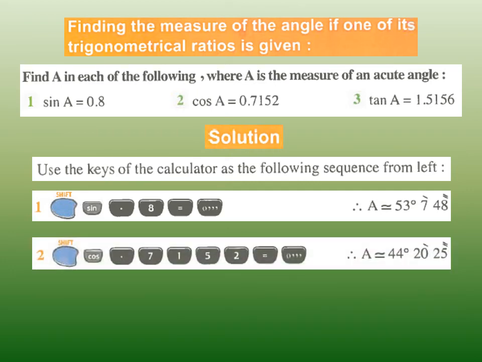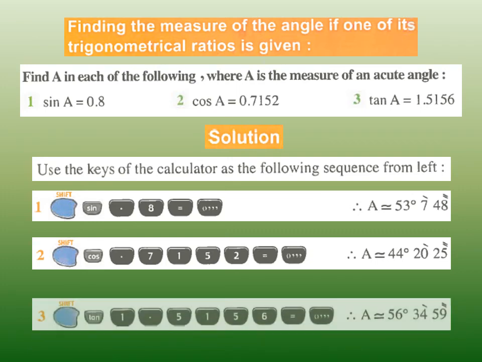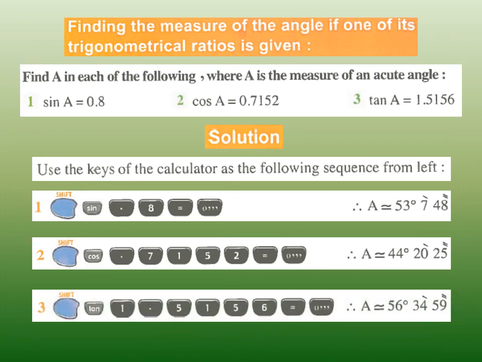Number 2, shift cosine 0.7152 equals degrees. Therefore, A approximately equals 44 degrees, 20 minutes, 25 seconds. 3, shift tan 1.5156 equals degrees. Therefore, A approximately equals 56 degrees, 34 minutes, 59 seconds.